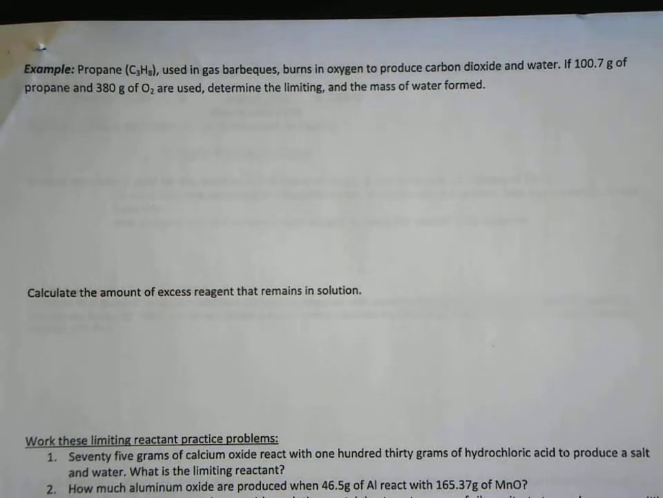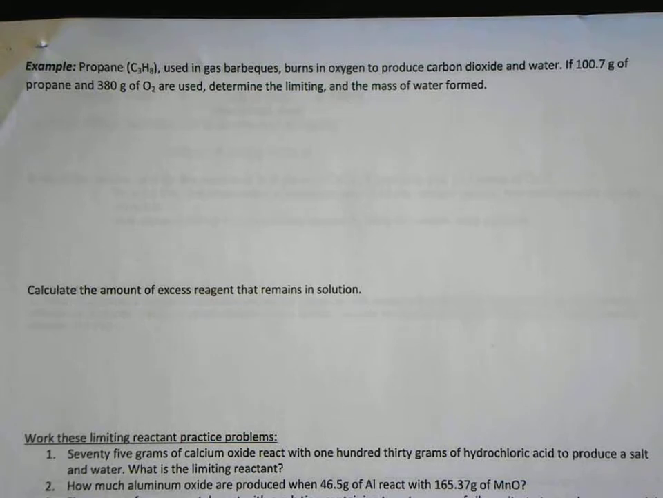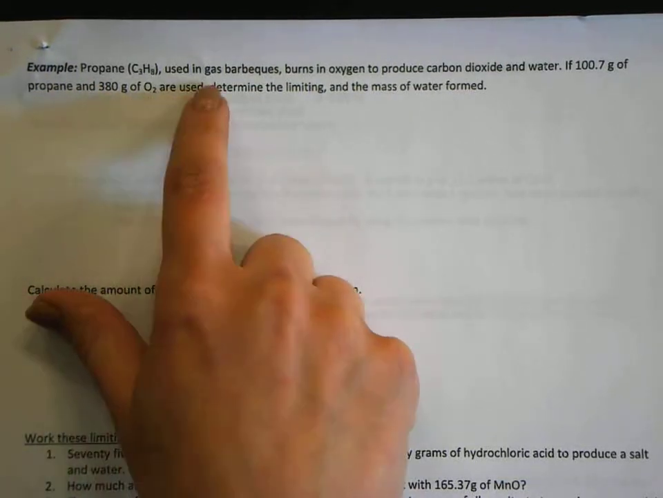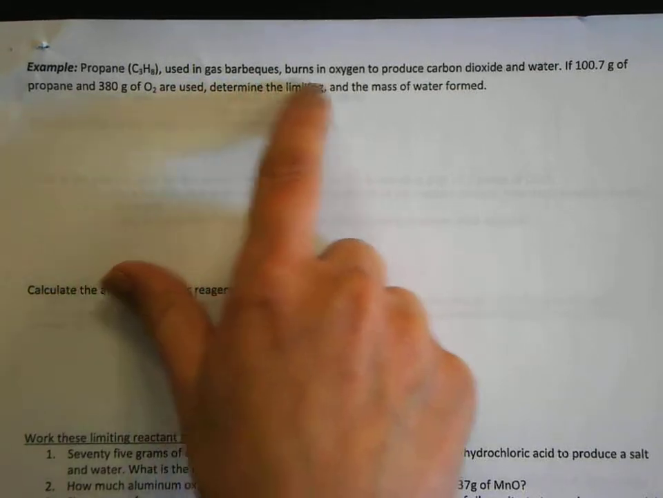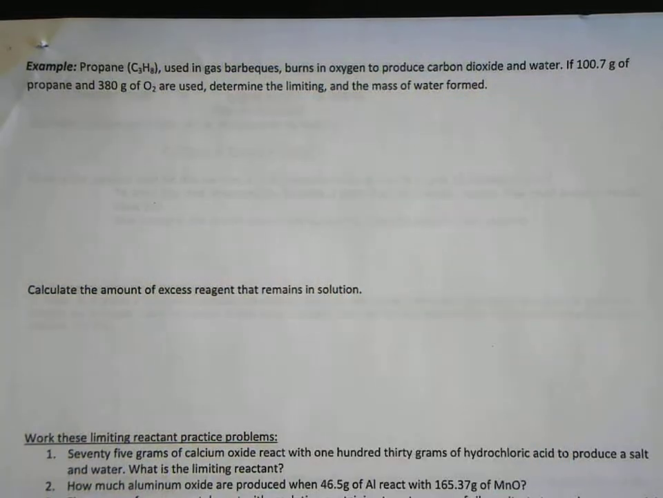Let's try another example of limiting reactants or limiting reagents, and this time let's explore what it means to have an excess amount. So this question is going to have two parts. Propane, C3H8, is used in gas barbecues and burns in oxygen gas to produce carbon dioxide and water. That's enough information to give us a balanced chemical equation.